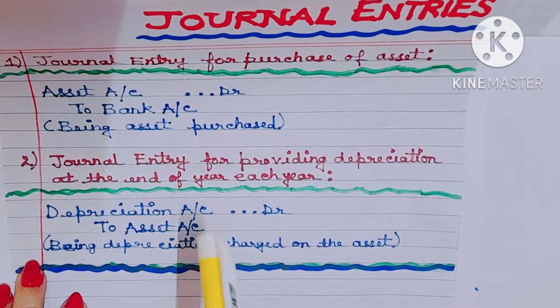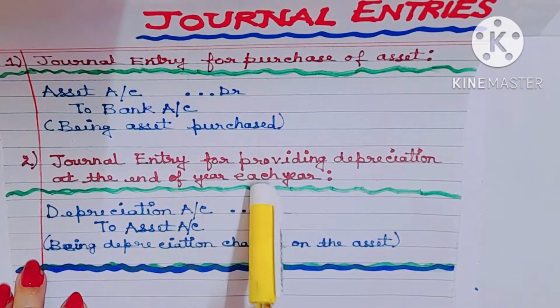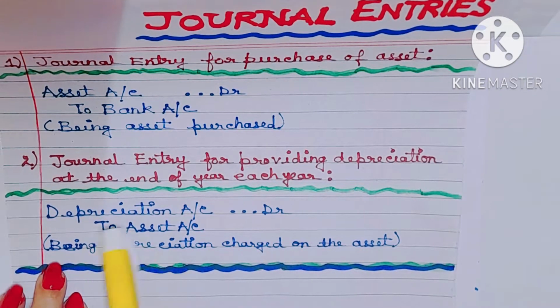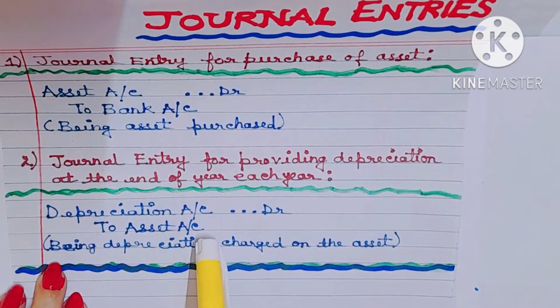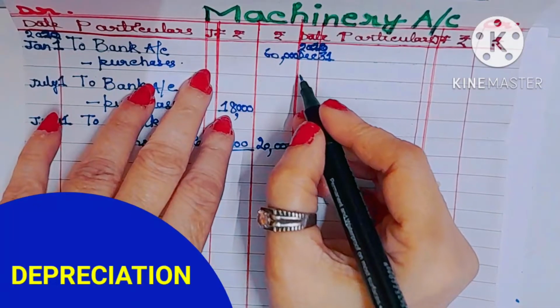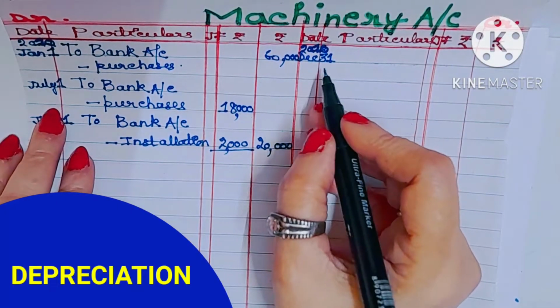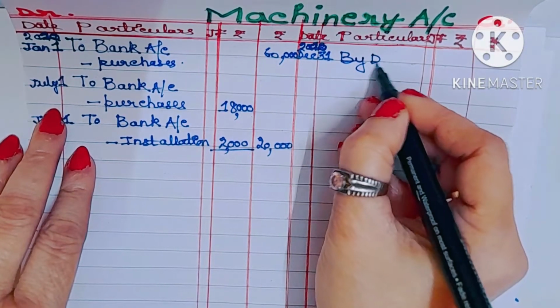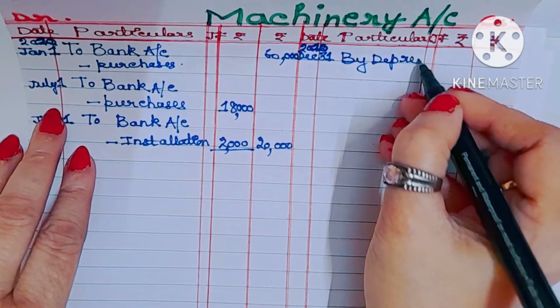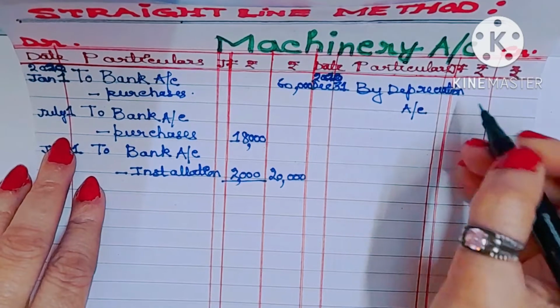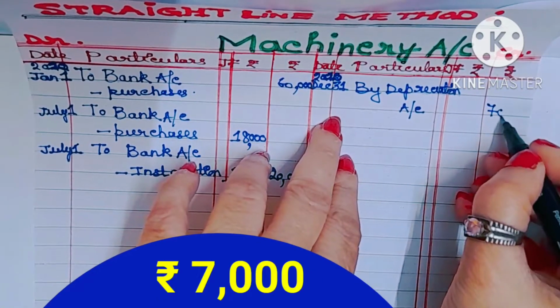How to write? So what is the journal entry for providing or charging depreciation at the end of each year? Depreciation account debit to asset account. In this case, depreciation account to machinery account. Understood? So let's write. Always charge depreciation on 31st December. So we'll write by depreciation account the total depreciation of two machinery. Depreciation account, how much? 7,000 in the outer column.